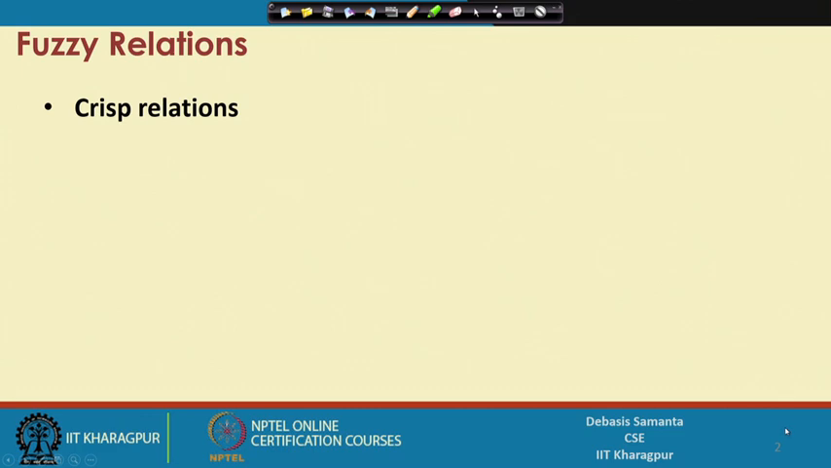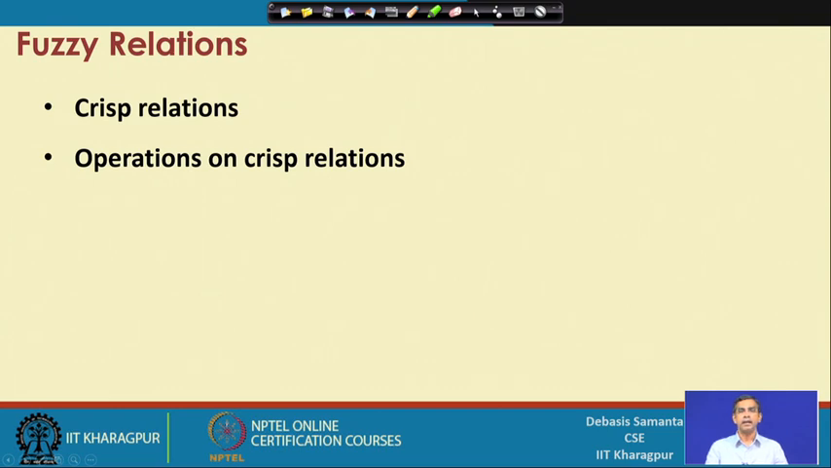Crisp relation means the relation on Crisp sets. So, we will first learn about the Crisp relation, and then whatever operations are possible on Crisp relations are basically applicable to fuzzy relations also, but there are certain differences. So, it will be better if we first learn operations on Crisp relation and then the operations that can be applied to the fuzzy relation.